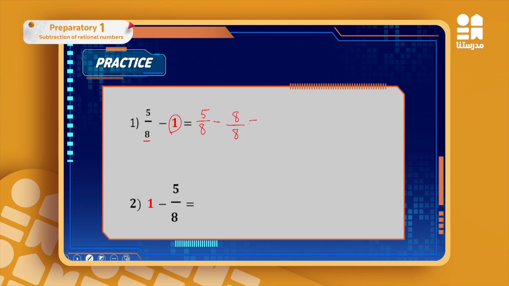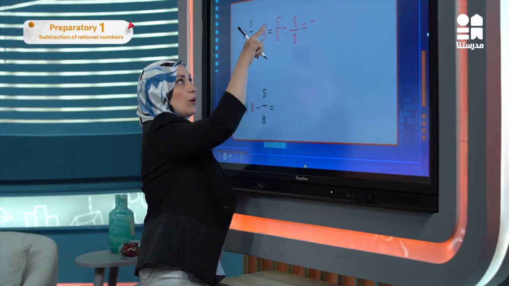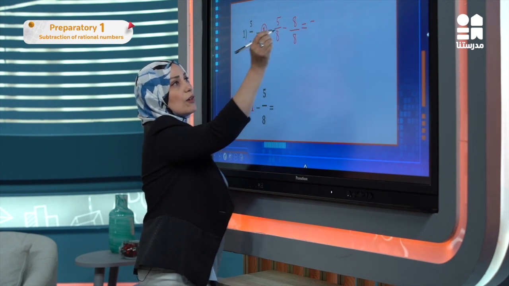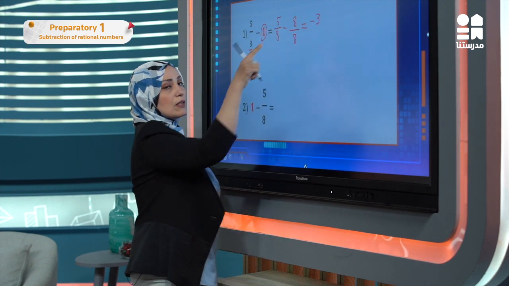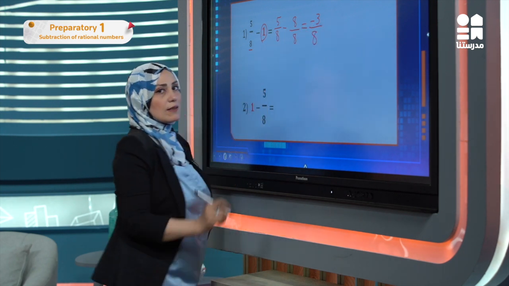وزي ما قلنا لو أنا بدأت ب small number ال answer it should be negative. وهنا 5 minus 8 هعملها 8 minus 5 هتبقى 3. يبقى أنا عرفت الساين الأول بعد كده حطيت النمبر. بعدين over 8 as it is.